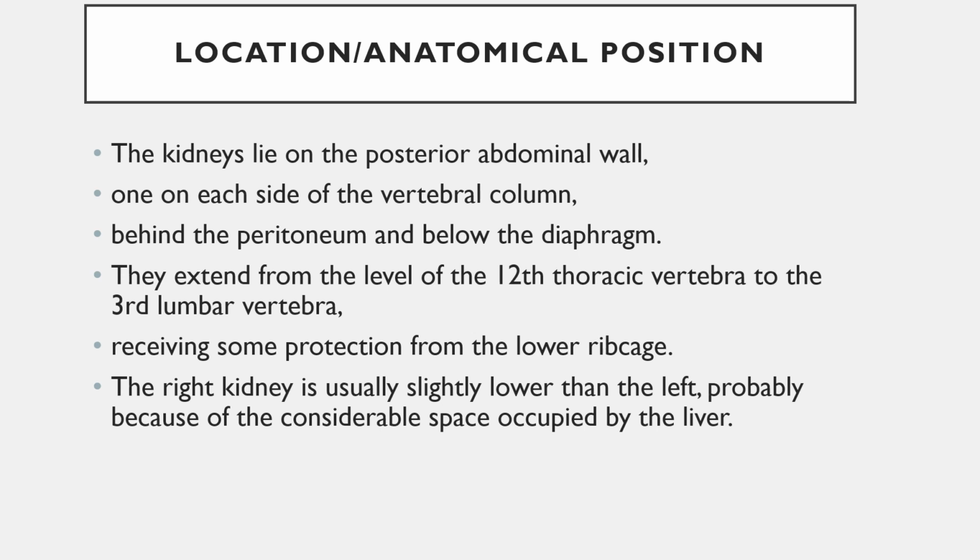Location: where can we find these kidneys? The kidneys lie on the posterior abdominal wall. So the abdomen, if you're touching, normally we say this is the stomach. Unfortunately, the stomach is inside, but we tend to point to the front, upper part and say it is the stomach, the whole of it.